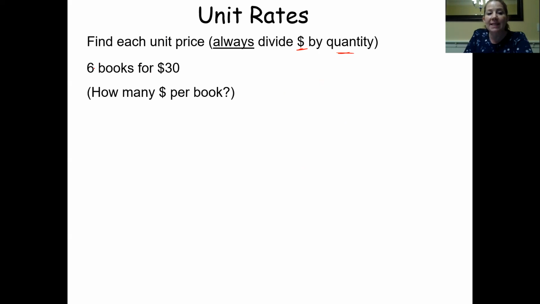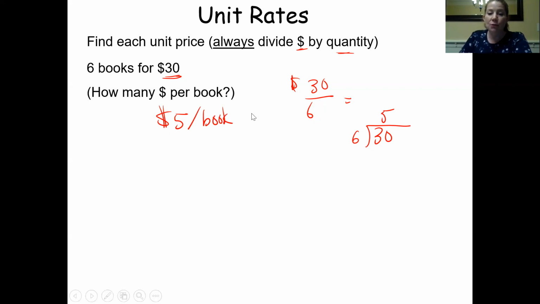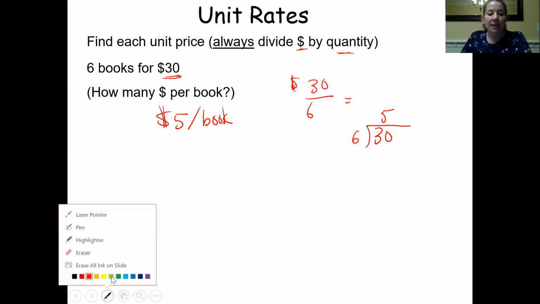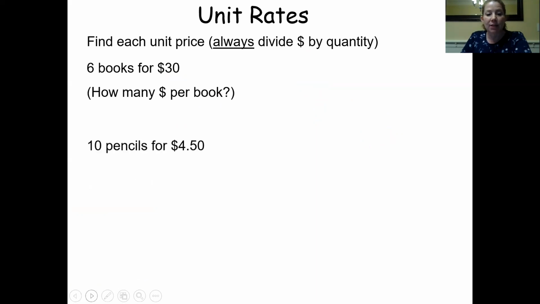If I paid $30 for 6 books, or this is written, I bought 6 books for $30, how much did I pay per book? So your money is always divided by how many you bought. So $30 divided by 6 books is 5. So I spent $5 per book. So if you're talking about unit rate, as in money, it's always the money divided by the quantity.